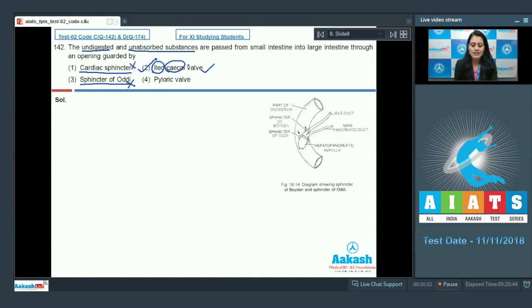Our last option given is pyloric valve, and this is an incorrect option because there is no such valve, although we have pyloric sphincter which guards the opening of stomach into small intestine. So the correct answer for this question is option number 2. Let's proceed to the next question.